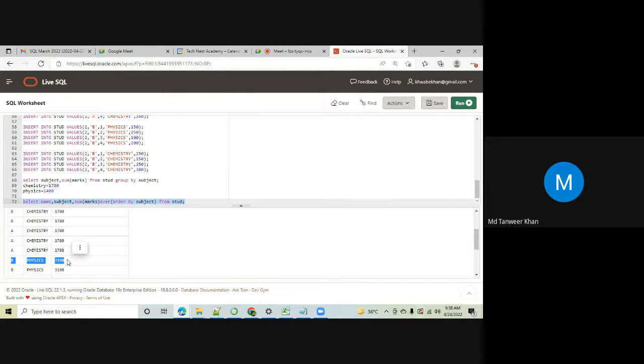Your answer is correct. The reason is that for physics it was 1400, but it is taking the cumulative sum. After 1700, it has added the physics marks and then it is showing you 3100 as a total.